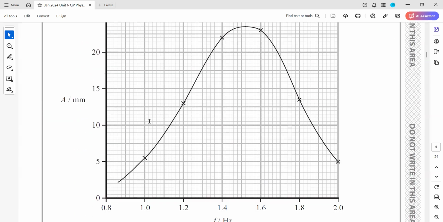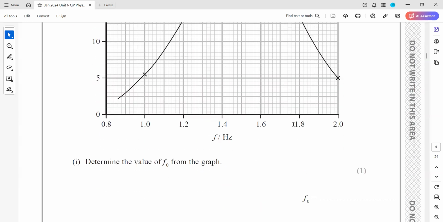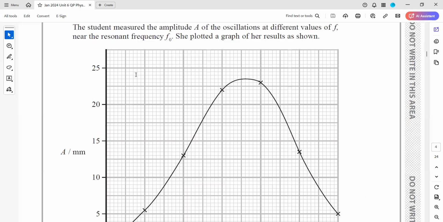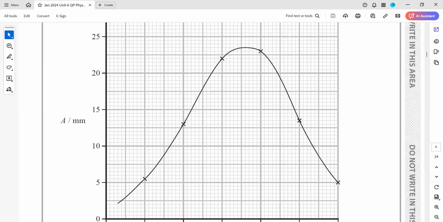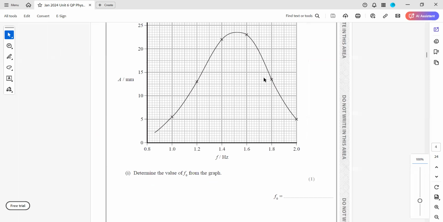As you can see, this is the amplitude of vibration against frequency. Determine f0. What is f0? The resonant frequency. What is the meaning of the term resonant frequency? The term resonant frequency means the frequency for which the amplitude of vibration is maximum.